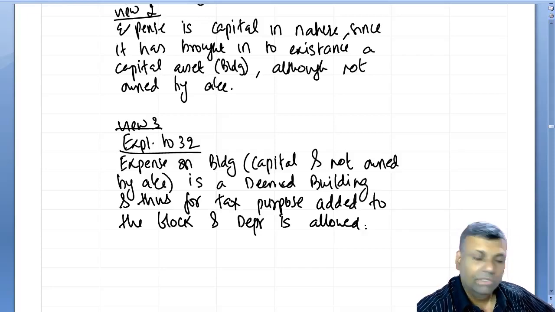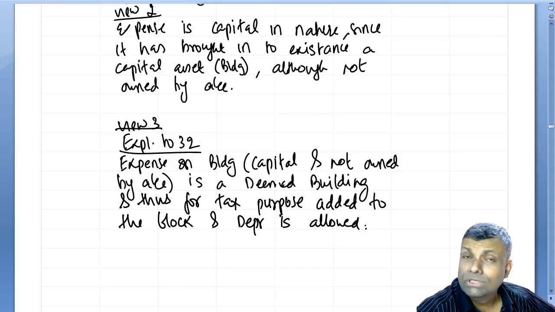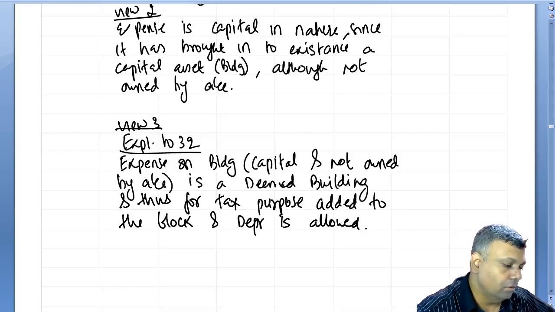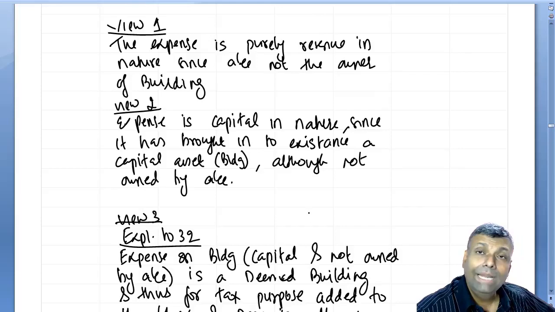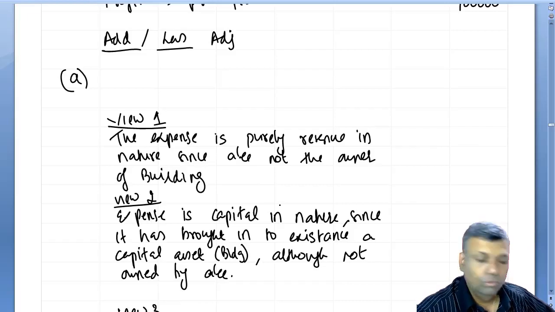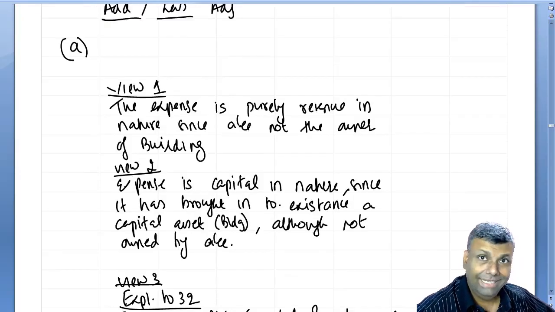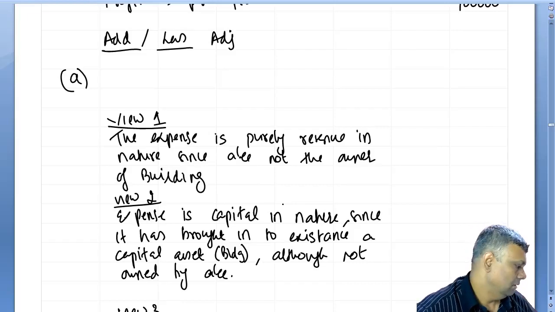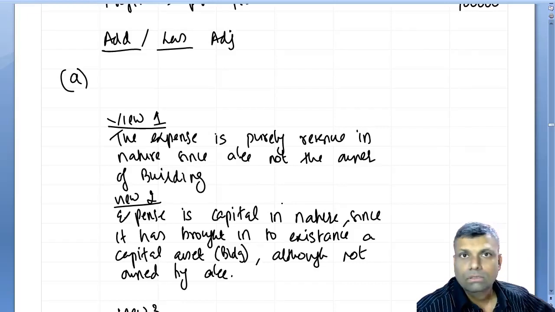And the depreciation is allowed. The most important point here is that you got to write all the 3 views very properly. Then you got to decide and follow. Many times the university and the institutes follow view number 2, but it is advisable that we may follow view number 3.